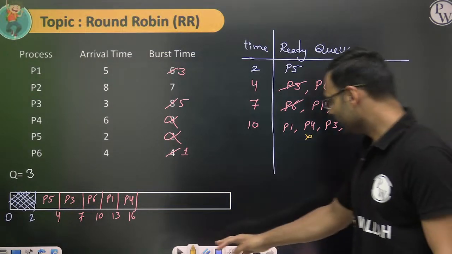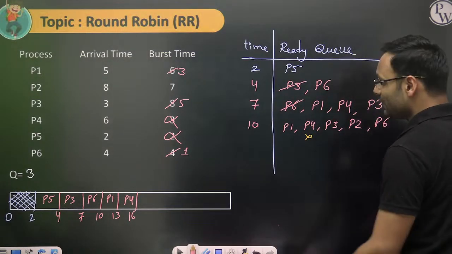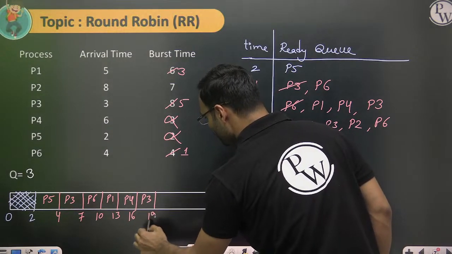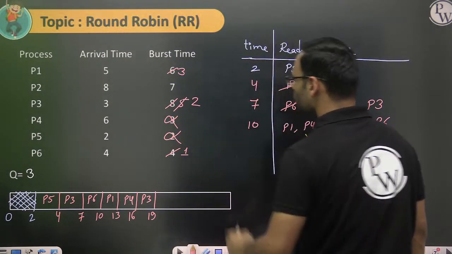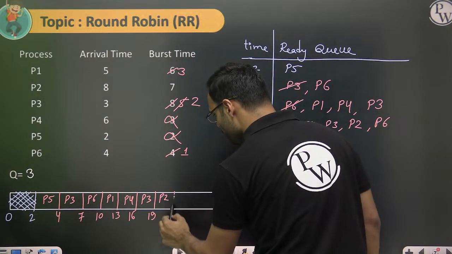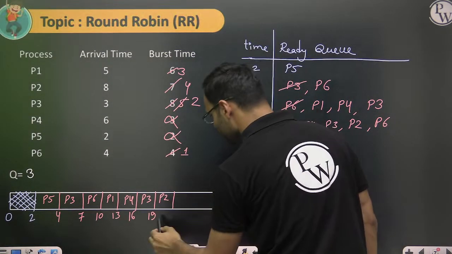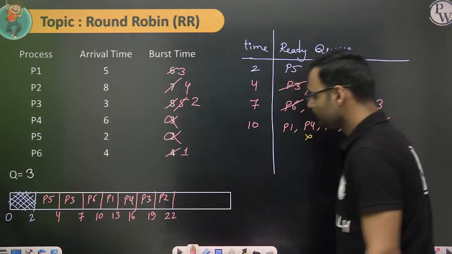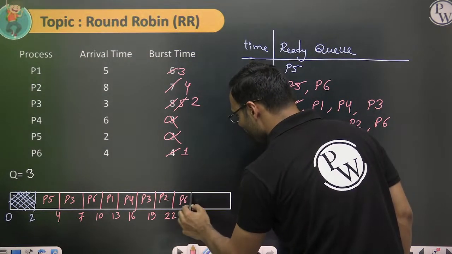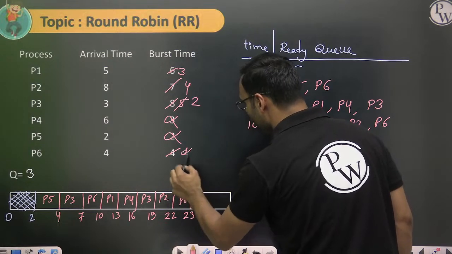Next, P3. P3 we will run for 3 time unit up to 19. Remaining is 2. Next, P2 runs for 3 time unit. Remaining is 4 up to 22. Then P6. P6 runs for 1 time unit, 23, and over.